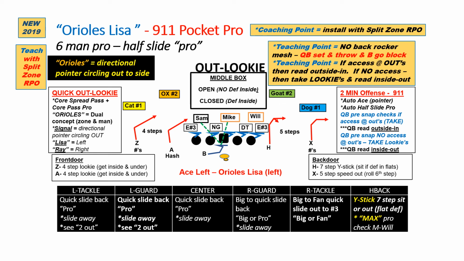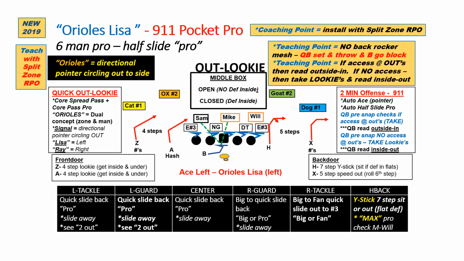Again, the quarterback's going to go ahead and look and see if he has access to the zone side, being the H and the X to the right. If he does, and like he is in the diagram, then he's going to go with that all the way, and now he'll look outside in because we have a 2-on-1 versus the corner. If he has no access to the zone side, then he'll just go automatically to the man beater and we'll run the Lookies going inside out, and in this case reading the Sam backer over the A receiver, the inside receiver. Again, this would be Ace Left, Orioles, Lisa.